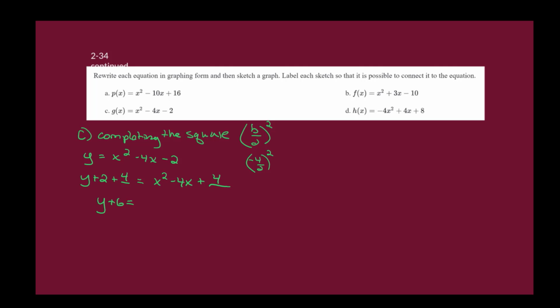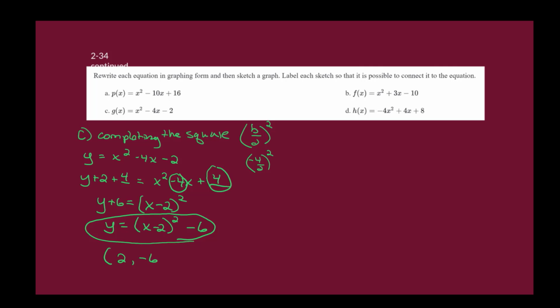Okay. And then if I factor this, what 2 numbers multiply to 4 and add up to negative 4? Just negative 2 and negative 2. So x minus 2 squared. Then the last thing I'm going to do is move the 6 over, and that's your vertex form, but it means our vertex is at 2 and negative 6.